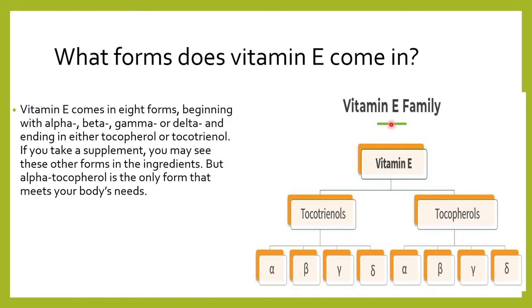family, when we say vitamin E, it comes in 8 forms. One is tocotrienols and tocopherols. So it has alpha, beta, gamma, delta tocotrienols and alpha, beta, gamma, delta tocopherols. But this alpha tocopherol is the only form that meets your body's need, or the most important form. But there are 8 forms in the vitamin E family.